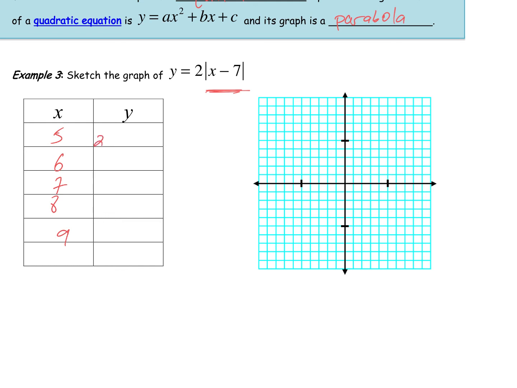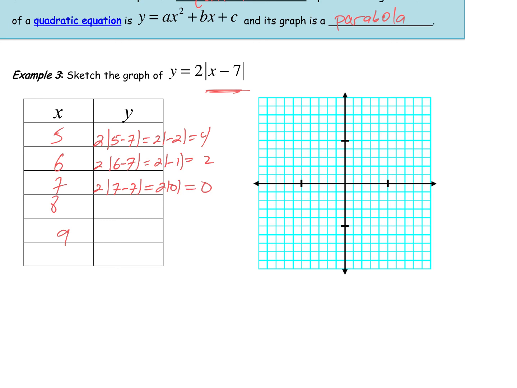So when x is 5, we have 2 times the absolute value of 5 minus 7, which is 2 times the absolute value of -2, which is 4. When x is 6, we have 2 times the absolute value of 6 minus 7, which is 2 times the absolute value of -1, which is going to be 2. When x is 7, we have 2 times the absolute value of 7 minus 7, which is 2 times the absolute value of 0, which is 0.